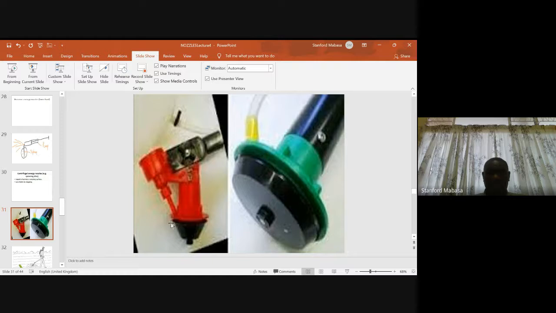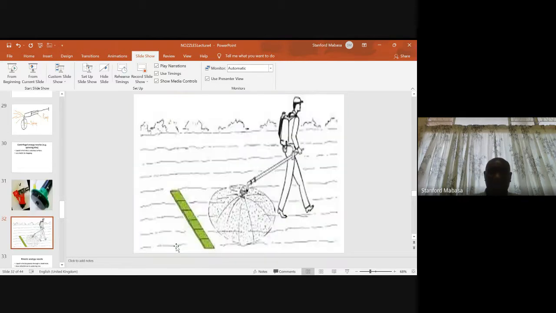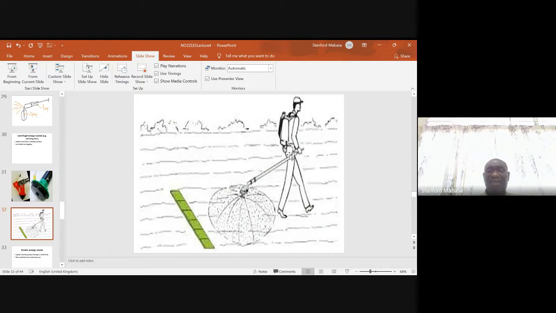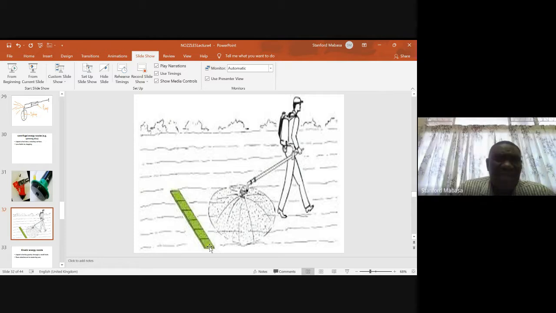Here you have also another spinning disc. This pipe puts some water and it spins, creating droplets. Here we've got somebody carrying this light sprayer with a spinning disc, which is covering almost 1 meter. It's suitable for insecticides. It has also been tried on herbicides.